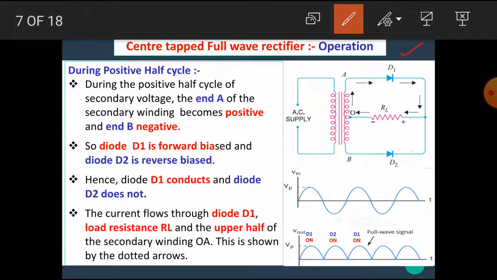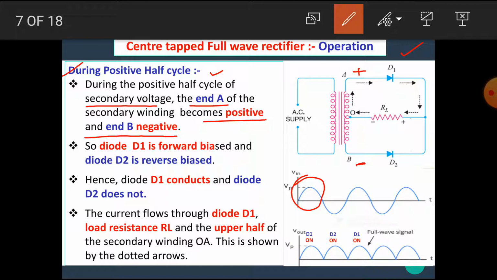We are seeing the operation of the rectifier in two modes. First one is during the positive half cycle, and second one is during the negative half cycle. Let's see first during the positive half cycle. During the positive half cycle of the secondary voltage, the end A of the secondary winding becomes positive and end B becomes negative. That means during this positive half cycle, end A becomes positive and end B becomes negative.